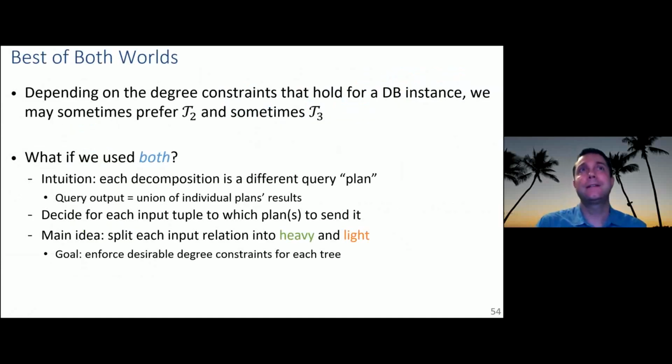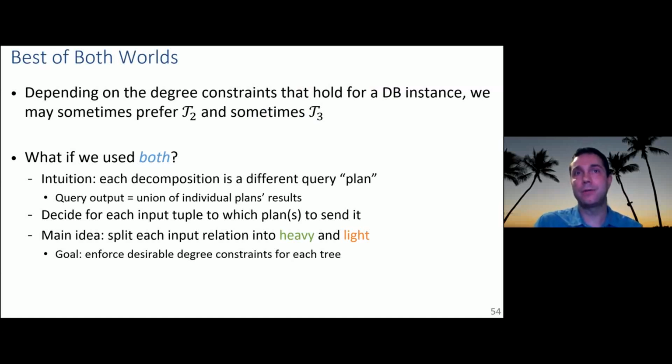So essentially, depending on the degree constraints, sometimes T2 wins, sometimes T3 wins. And one question is, can we get the best of both worlds by putting them together? One idea is to say, why don't we treat each of these tree decompositions like a separate query plan? We take our input relations, we partition them appropriately, maybe copying some of these tuples, and then we send the right partitions to the right query plans. And if these query plans on these inputs have these kind of degree constraints, then we can win in the way that we just showed.